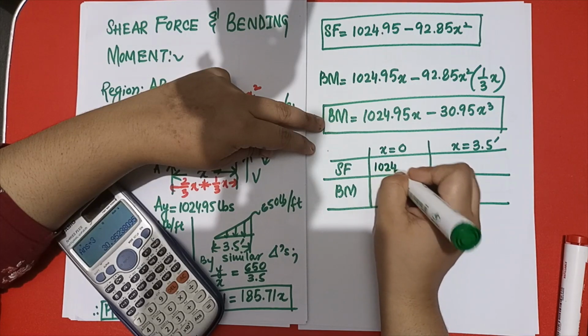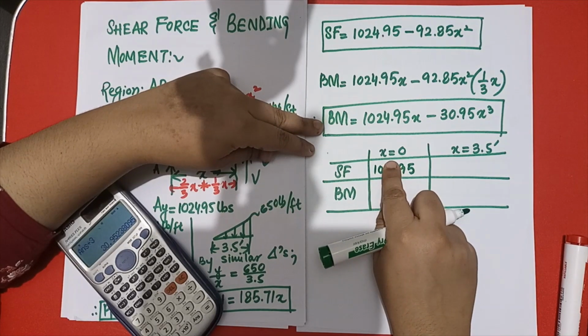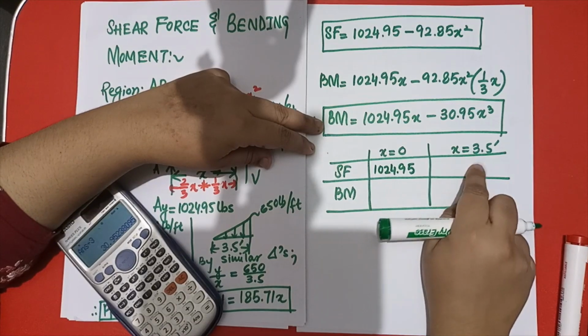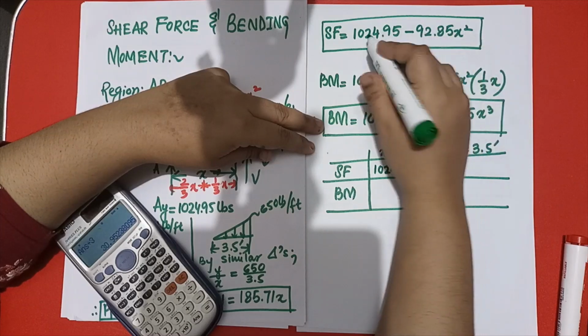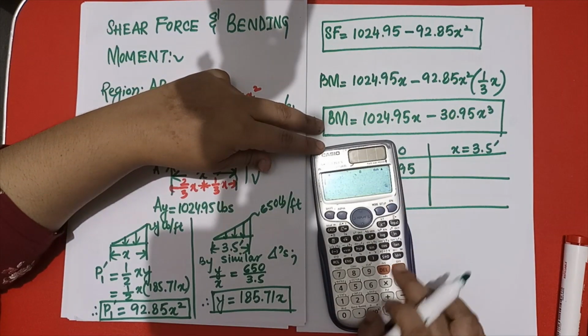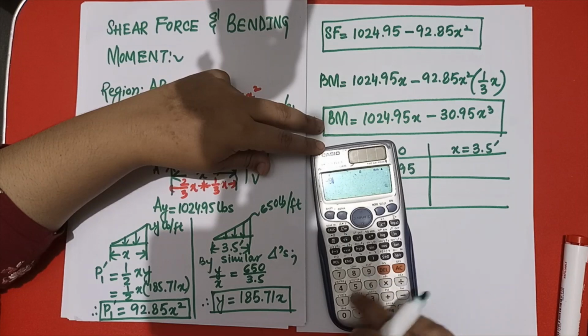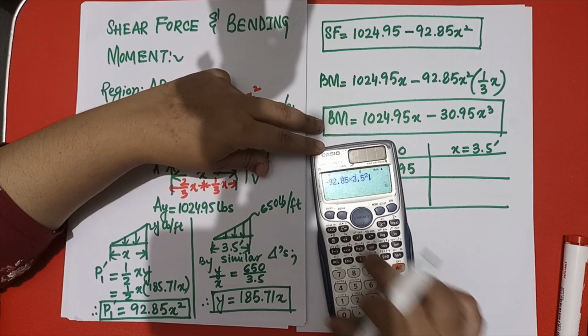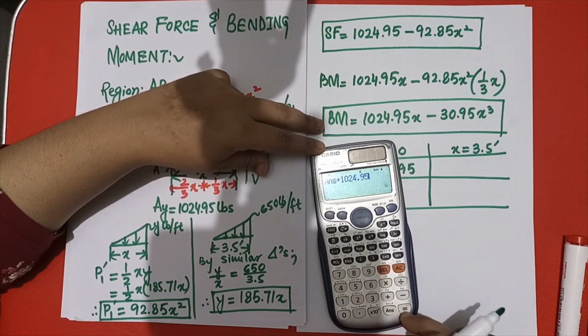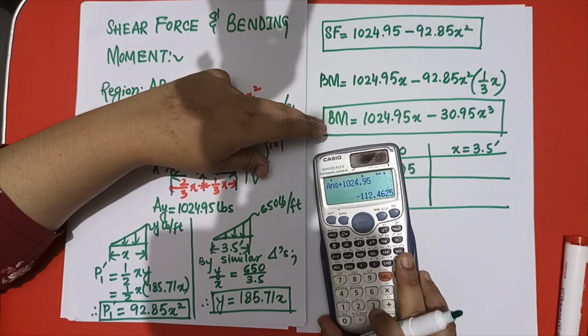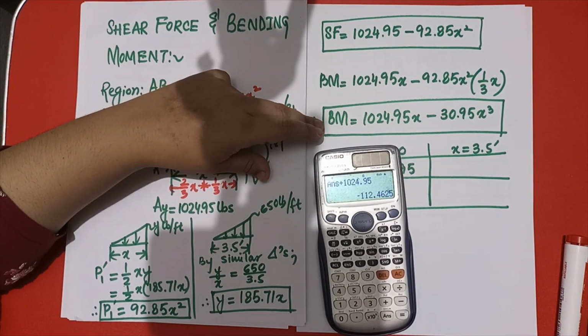So 1024.95. I am putting the values x equals 0 and x equals 3.5 in the equation of shear force. When I put 3.5 in this equation, let's see what it will be: 1024.95 minus 92.85 multiplied by 3.5 square, which gives 112.46. Is it true? Is that okay? Is it coming right? Okay, let's see.